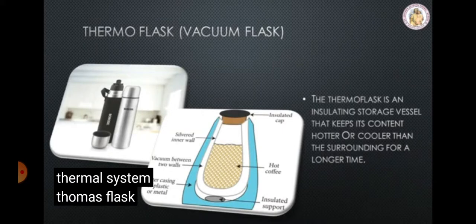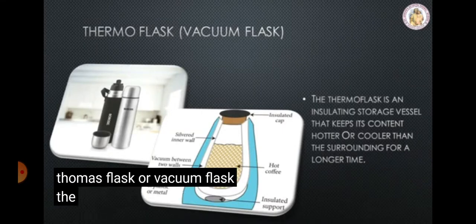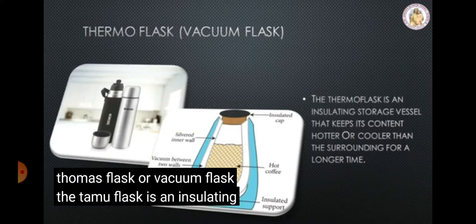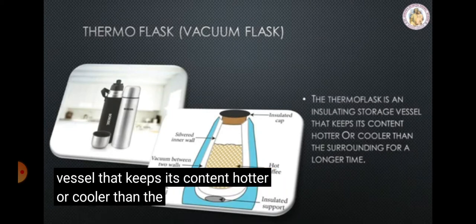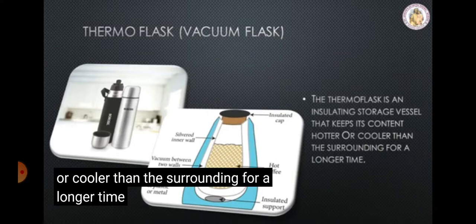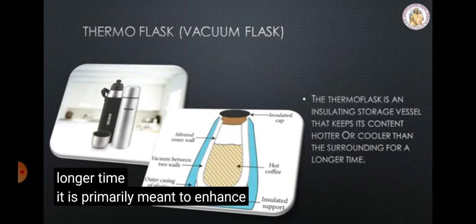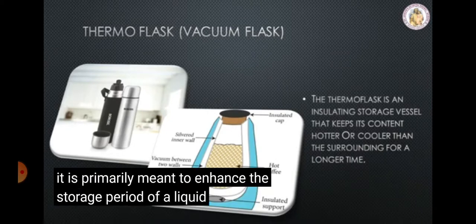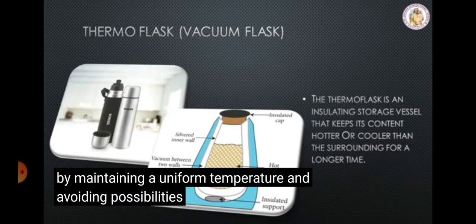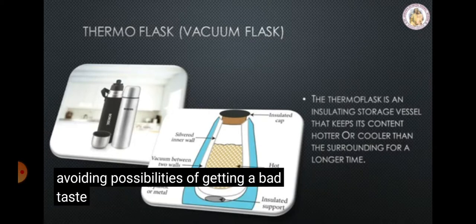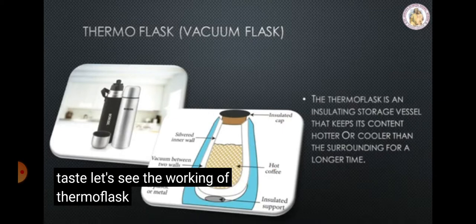Thermos flask or vacuum flask. The thermos flask is an insulating storage vessel that keeps its content hotter or cooler than the surroundings for a longer time. It is primarily meant to enhance the storage period of a liquid by maintaining a uniform temperature and avoiding possibilities of getting a bad taste. Let's see the working of the thermos flask.